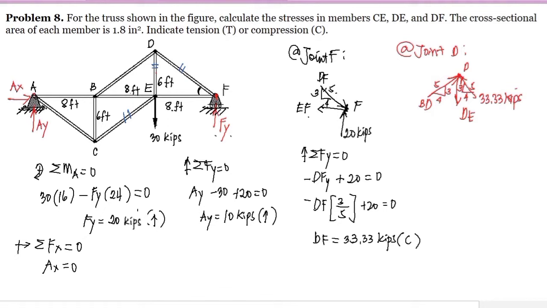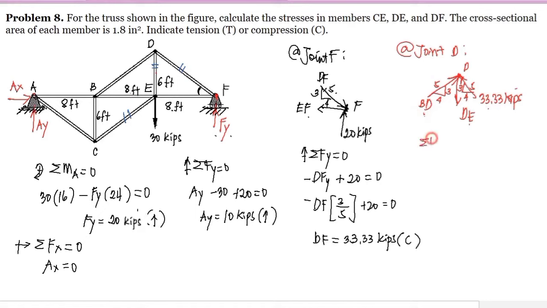So solving for the value of BD and DE, kung titingnan natin dito, if we are going to summate forces vertical, dalawa yung unknown natin. That is the BD and the DE. But if we are going to summate the forces horizontal, yung may horizontal component lang ay si BD at si 33.33. And then we can solve for the value of BD.